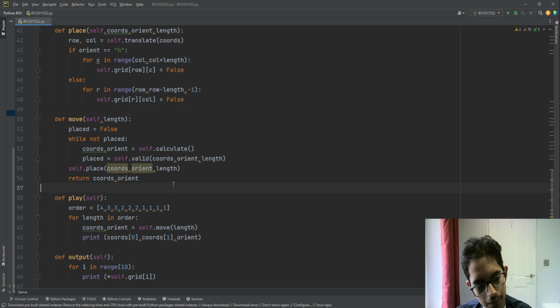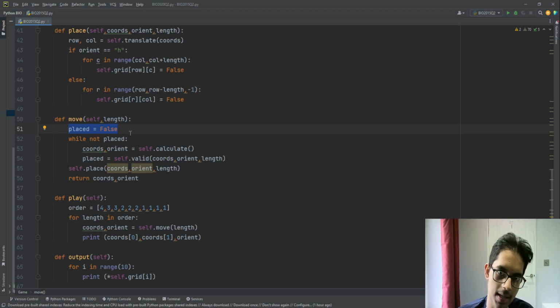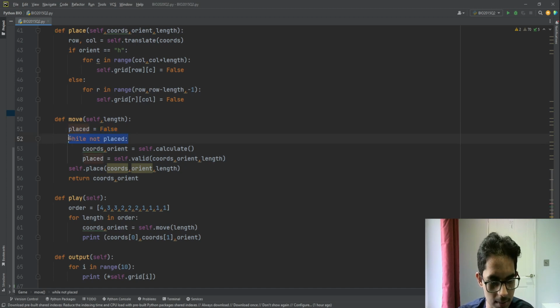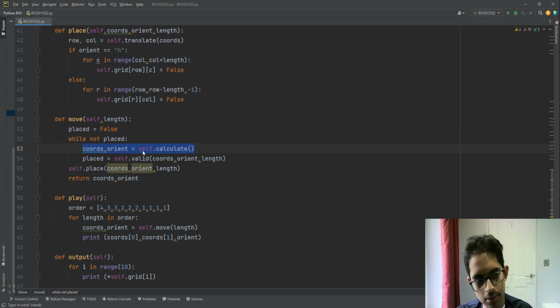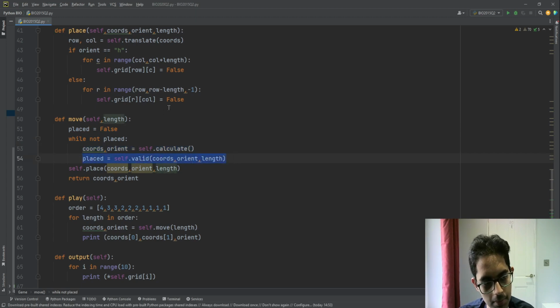And now we have this move. What this move does is it carries out one move, and it determines if the place is false, which is basically determining whether that particular battleship has been placed or not. While the battleship is not placed, we do the calculation of the coordinates and the orientation, and placed is the Boolean value returned by the valid function. As soon as placed is true, we break out of this while loop, since this condition will no longer be true, and then we place this. All we need to do is return the coordinates and the orientation. Notice that the only relevant part to determining the move is the length of the battleship, since this is either 1, 2, 3, or 4.